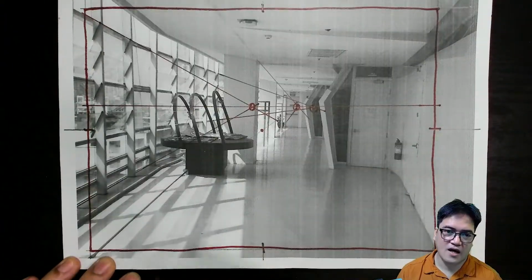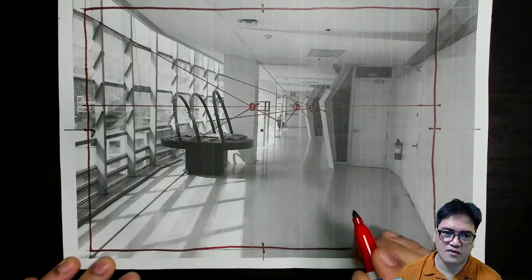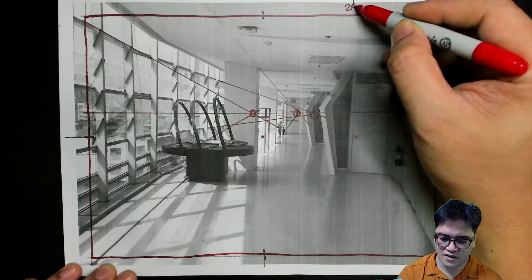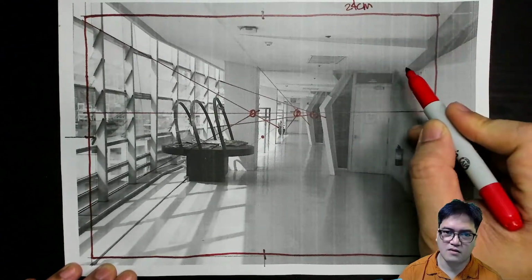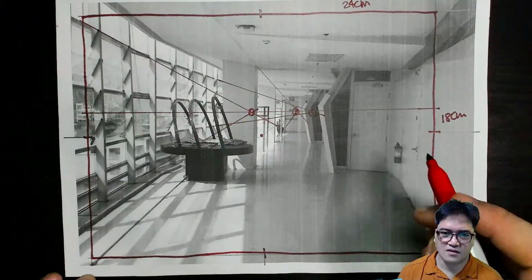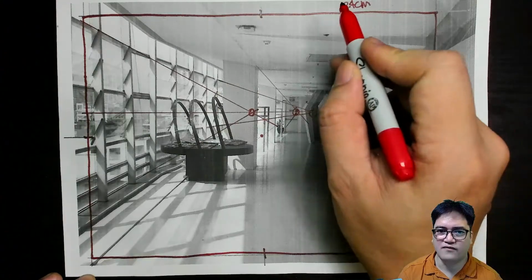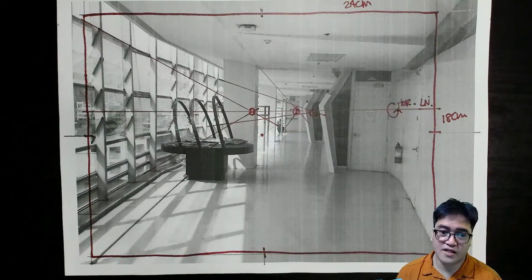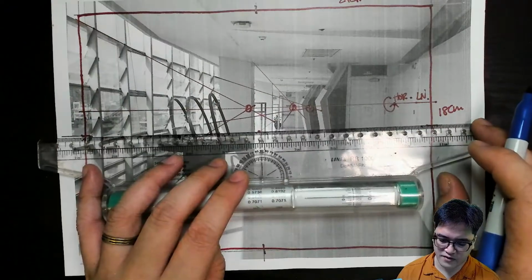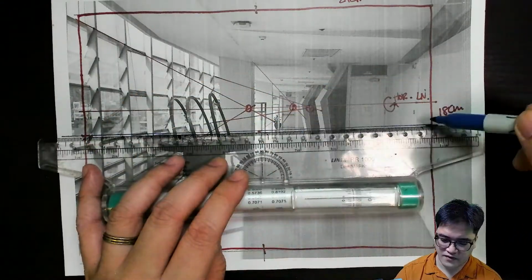By the way, I got the ratio of these by measuring 24 centimeters here, 18 centimeters for this. So these are 3:4. Furthermore, you can draw out the grid for the midpoint grids of the frame.